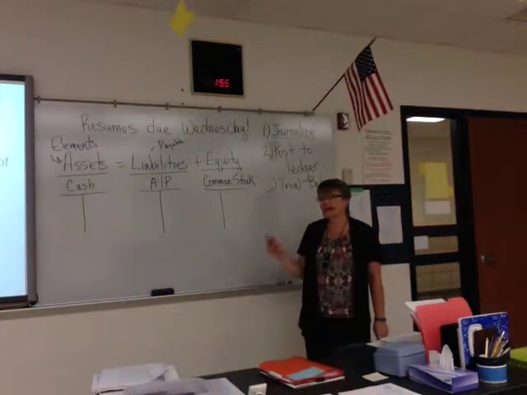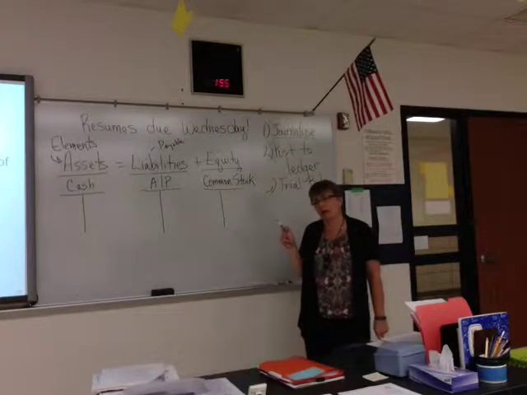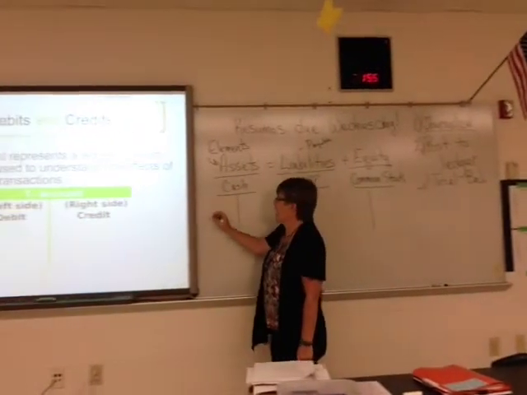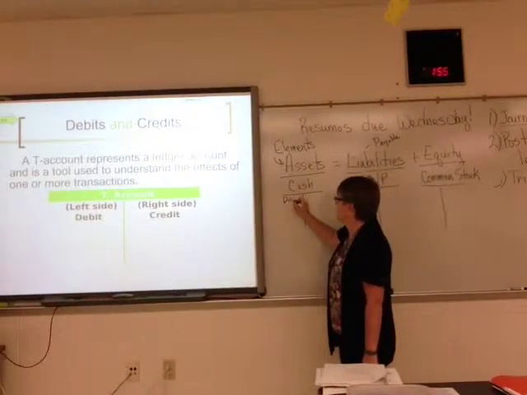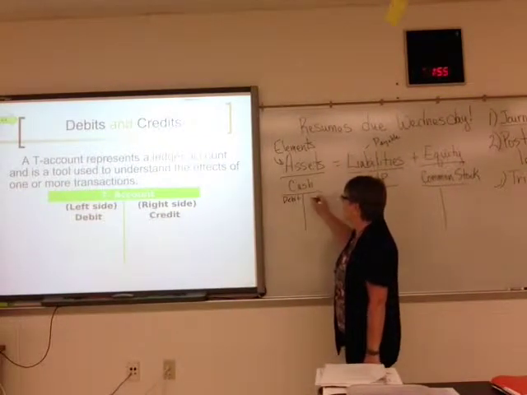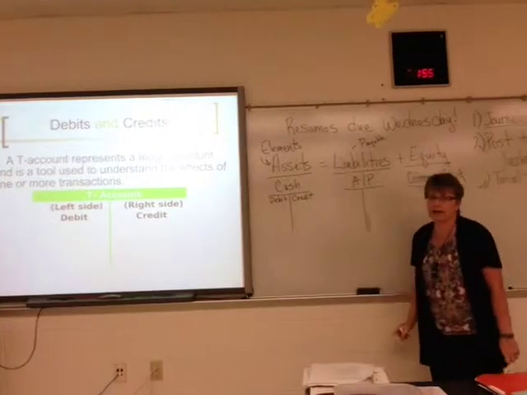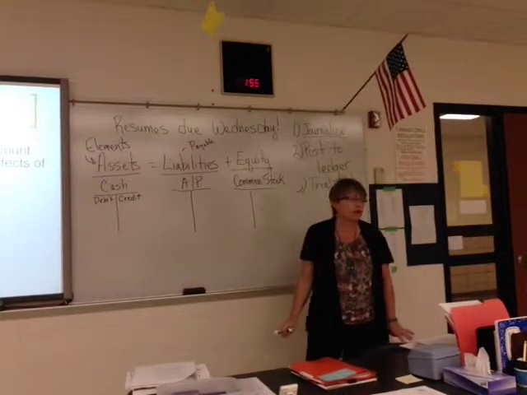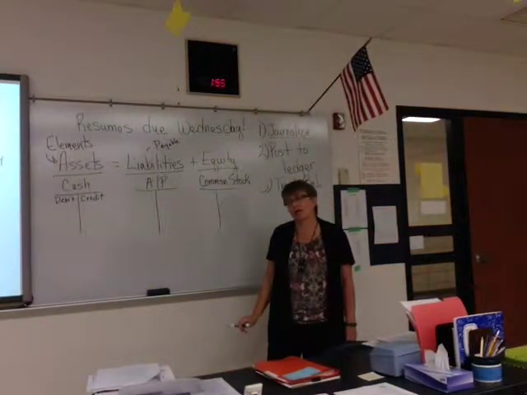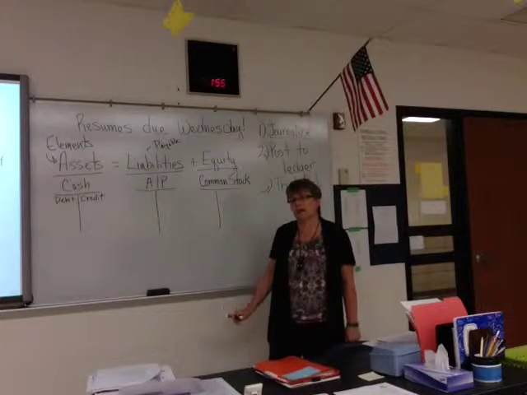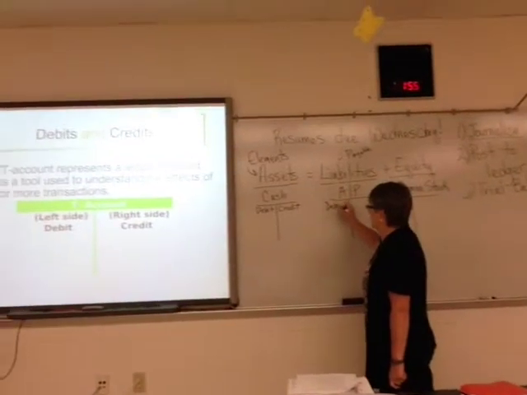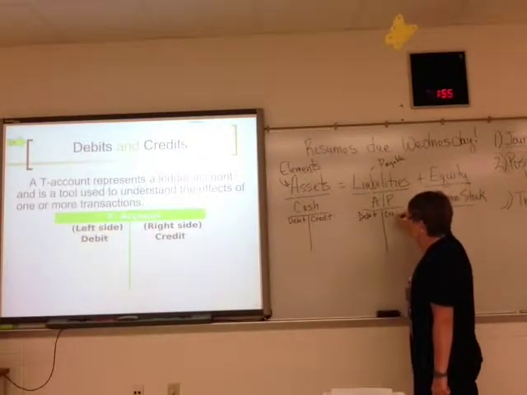So a T account looks like a T, the account title is written up at the top, and the left side is called the debit side, and the right side is called the credit side. And that is always true for every single account. It doesn't matter what kind of account it is, debit is always on the left, credit is always on the right.